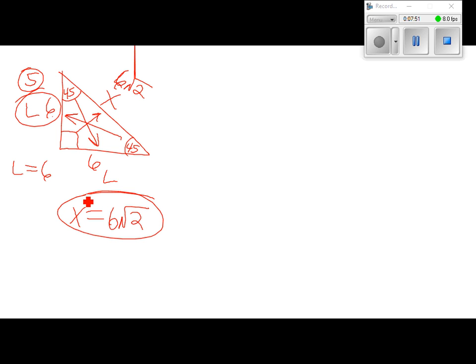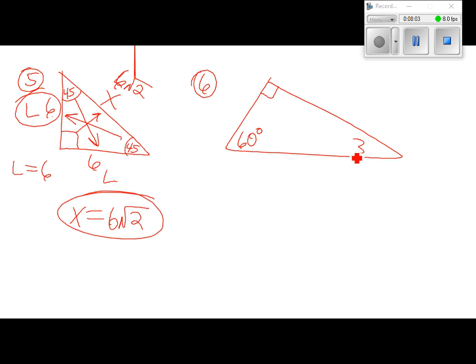Number 6 was the next one. Number 6, you got a 30, 60, 90 triangle. Again, you could use sine, cosine, tangent. I'm not going to. I'm going to use the 30, 60, 90 stuff.